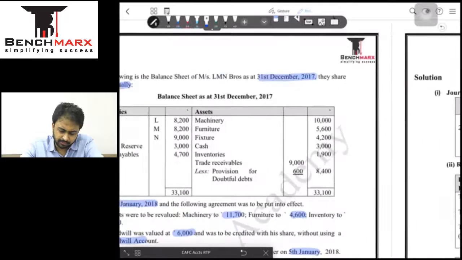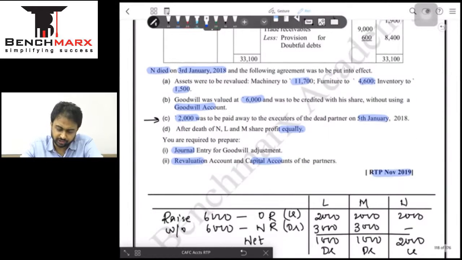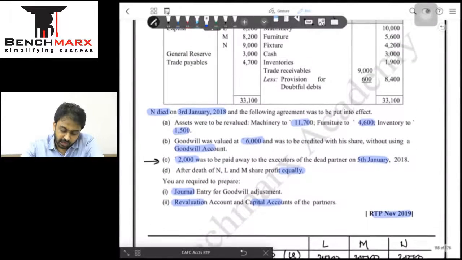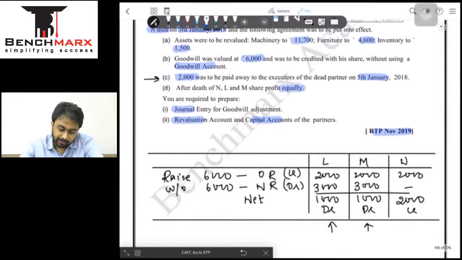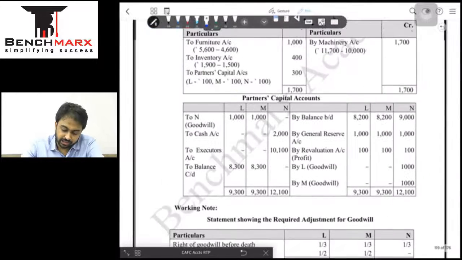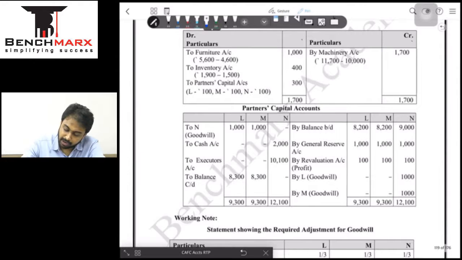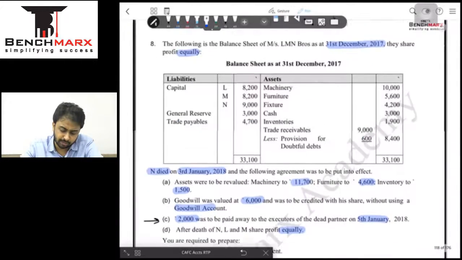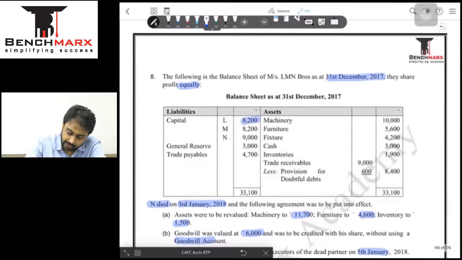Okay. Very simple. I have solved such sums many times, so there should be no tension. Then let us come to the partners' capital account and revaluation. First we'll start from transferring the opening balances. So it's by balance brought down. L, M and N for respective capitals appears to be 82, 82 and 9.